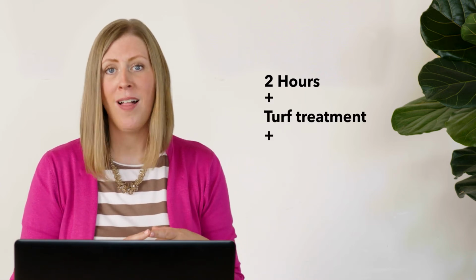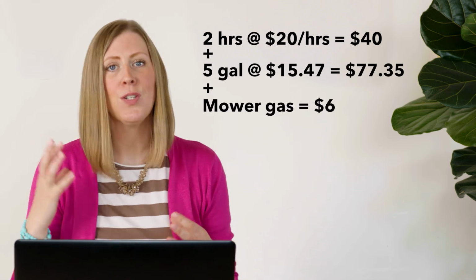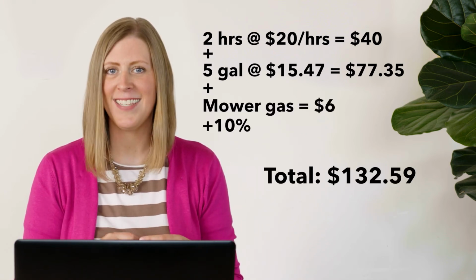Let's go back to our example with John and the landscaping company. Let's calculate his total job cost for the first job. So remember, he worked 2 hours. And we also need to calculate his material. So that would include the turf treatment as well as some gas for the mower. And then this company has a 10% overhead cost. So we're going to add that in as well. With all of that, the total job cost is $132.59.